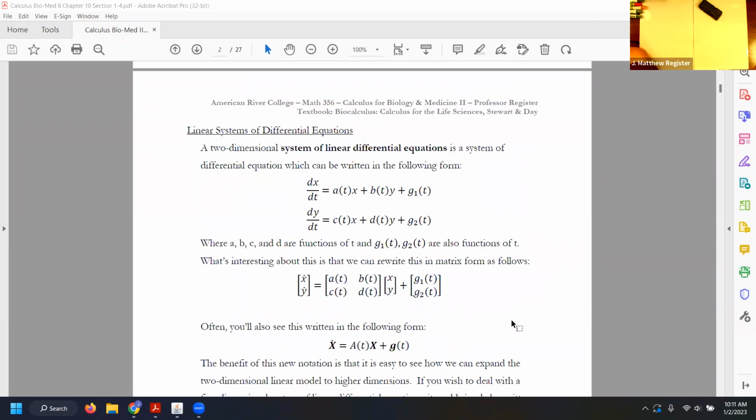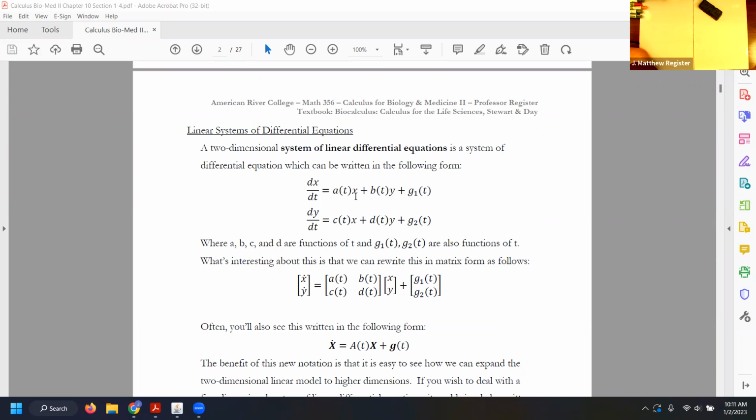We're going to start with just some definitions, though. And we're going to try and get our systems of differential equations idea down to something which is a little bit manageable for us. And so a 2-dimensional system of linear differential equations is a system of differential equations which can be written in the following form.